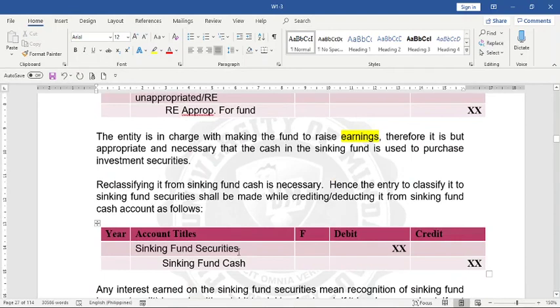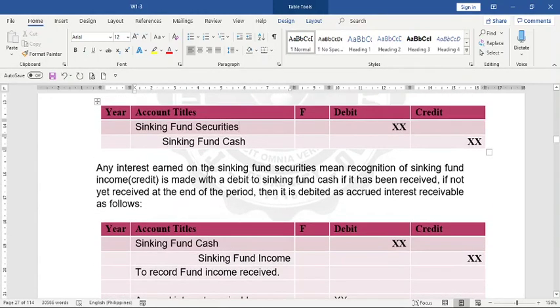So, sinking fund securities are part of either current or non-current assets, depending on the securities. Usually, this is non-current, because you bought them from your sinking fund cash. Any interest earned on the sinking fund securities is a recognition of your sinking fund. Of course, you buy securities with the purpose of earning income, usually interest income. So, put it in sinking fund income, not interest income, because this is for the purpose of the sinking fund.